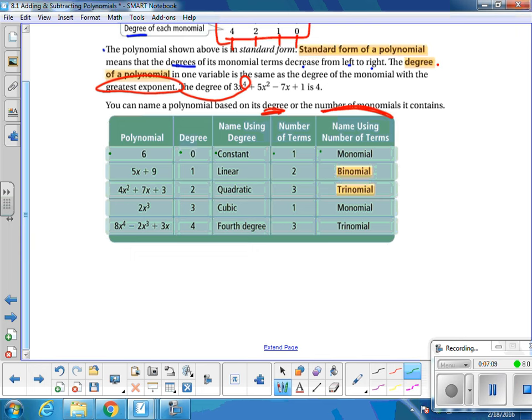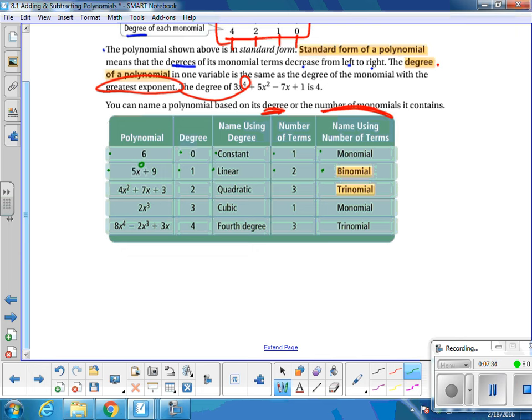The second one here, and we've done a lot of that in previous chapters, has 2 terms. It has degree 1 because there's a 1 in there as the exponent. We'd say this is a linear relationship, so naming by degree it's linear. And because it's 2 terms, we say it's a binomial. So we would say that this is a linear binomial.